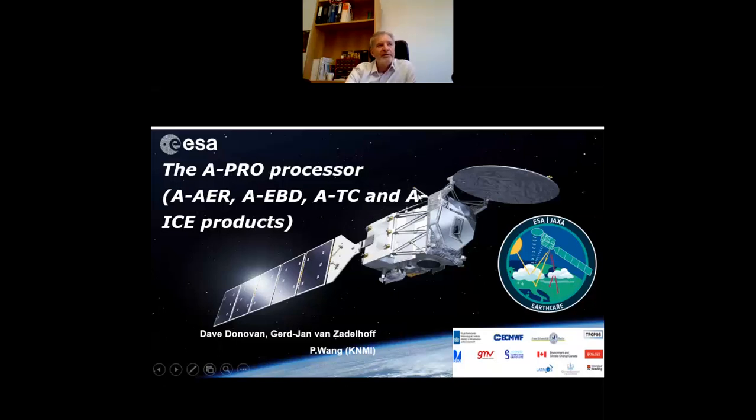another algorithm which we had to develop, but is really, let's say, the simplest of all of them, the A-ICE product. It's just taking the temperature and the extinction of pixels identified as ice clouds, and uses a parameterization to predict how much ice water content is there.